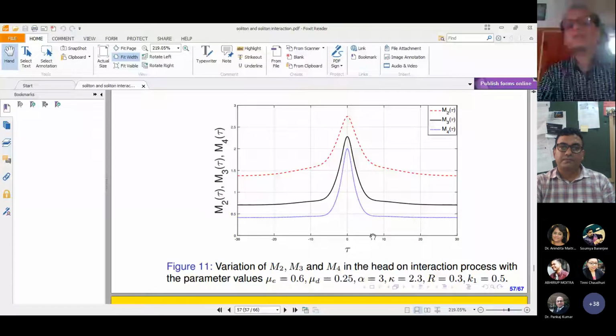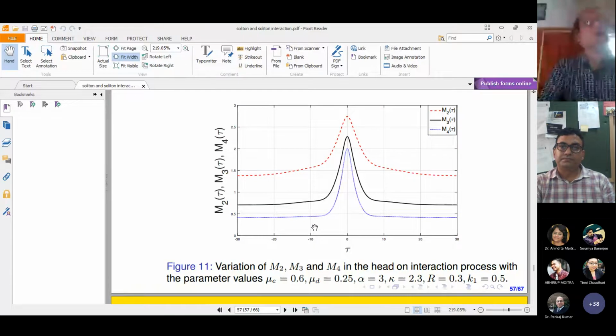So it is seen that head-on collision is much stronger than the overtaking collision, because in overtaking collisions only skewness and kurtosis change in the region of interaction, but in head-on collision, along with the skewness and kurtosis, variance also changes. So it's a very important and very interesting phenomenon.